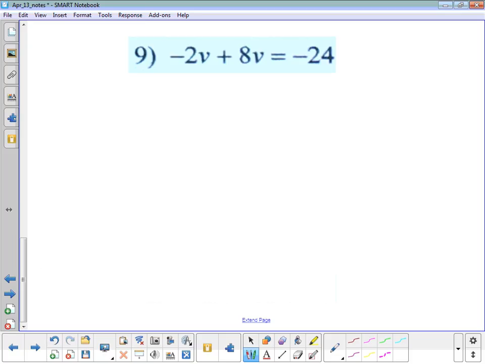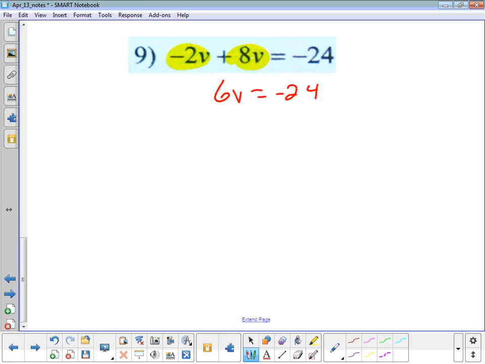So now let's look at this last problem I want to show you. Again, I have an equation. I've got an equal sign in there. I want to figure out what the v is, and I have like terms here. So what is negative 2 plus 8? That would be 6. So I've got 6v equals negative 24.